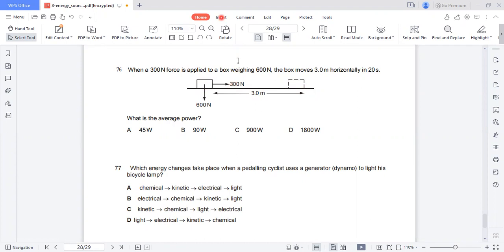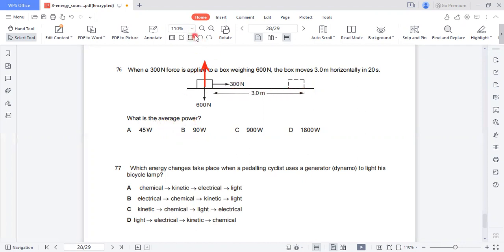So 600 Newton force would be applied by the earth in upward direction. That would be normal force. So normal force and weight are balanced because it is actually in contact with earth's surface. So when it is in contact, contact forces are applicable. So 300 Newton will act in this direction. And it travels a 3-meter distance.